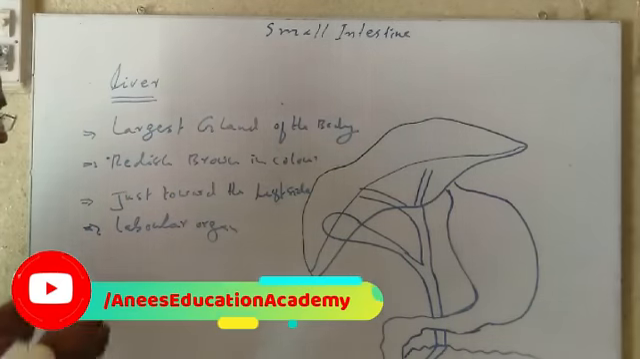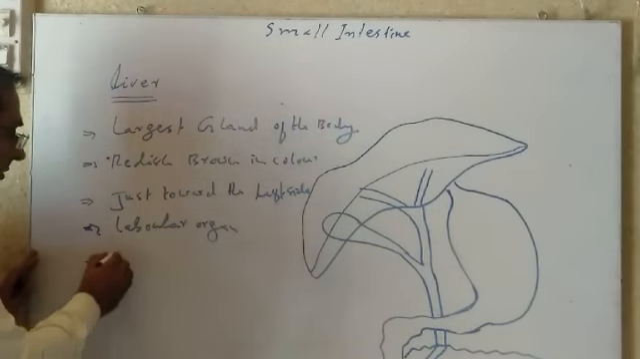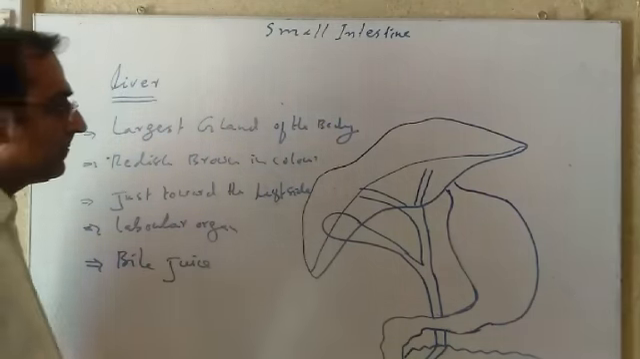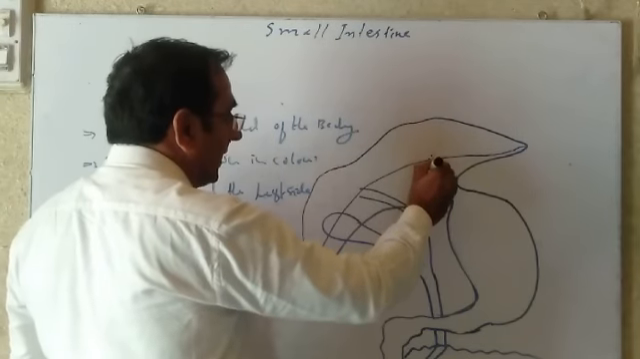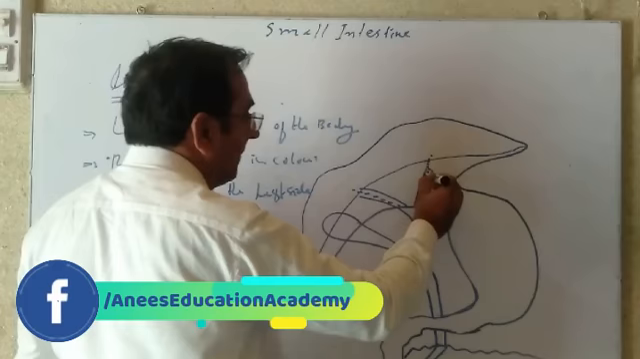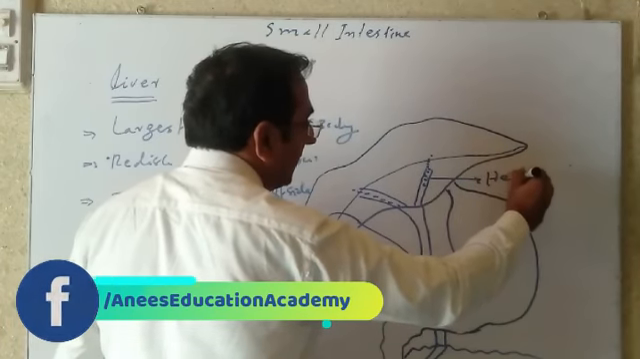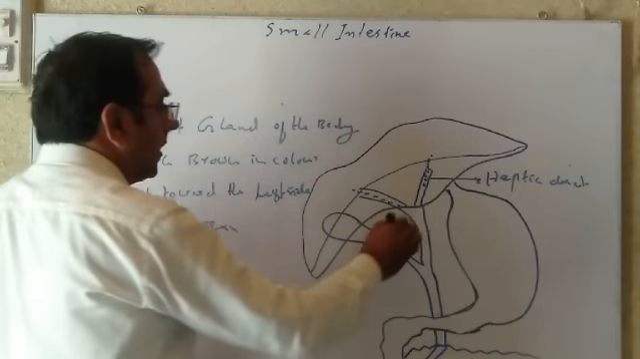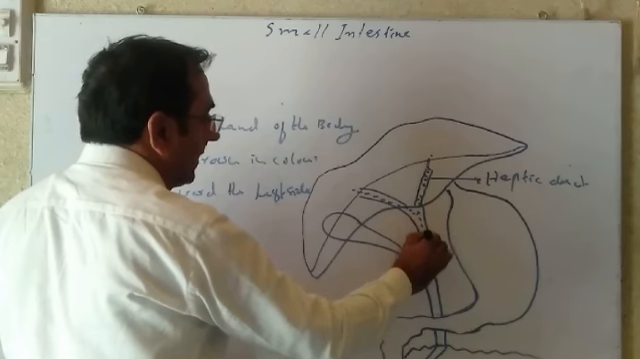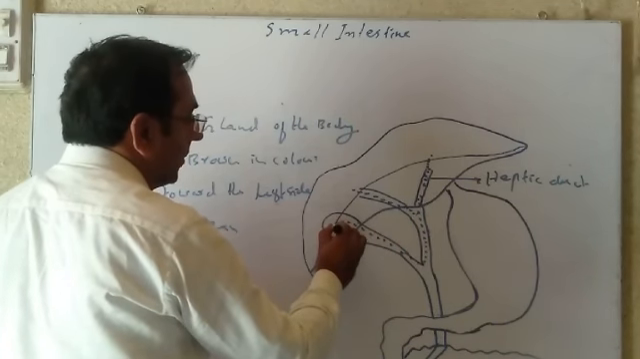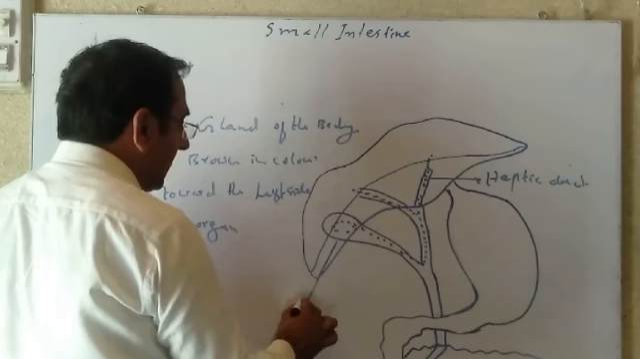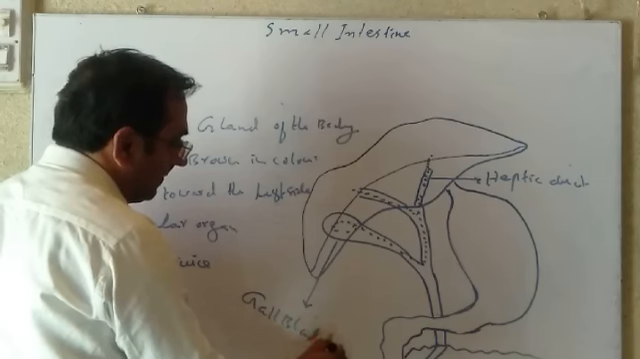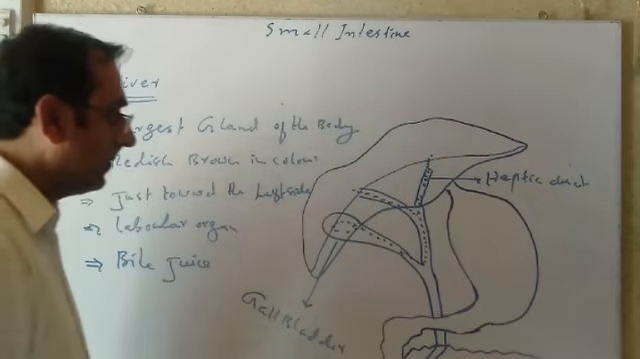This liver produces a juice known as the bile juice. This bile juice is transported through a duct known as the hepatic duct. Through the hepatic duct, this bile juice moves toward the sac-like structure known as the gallbladder, where it is stored.